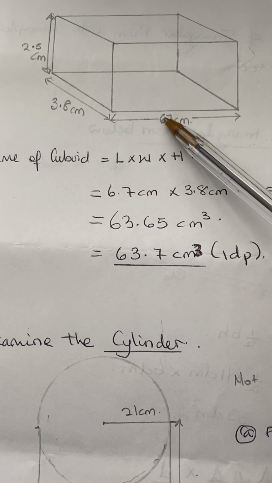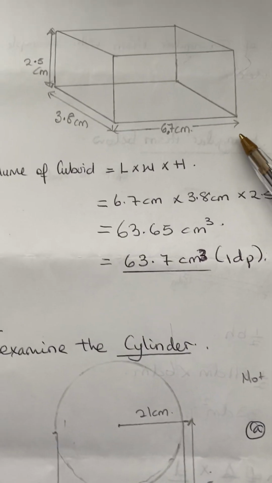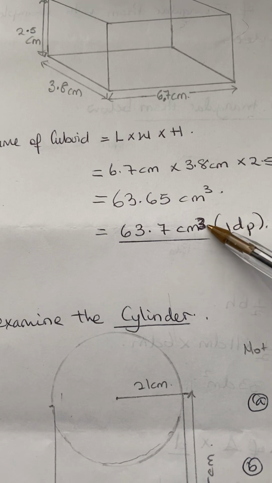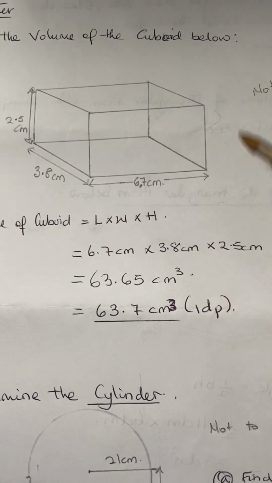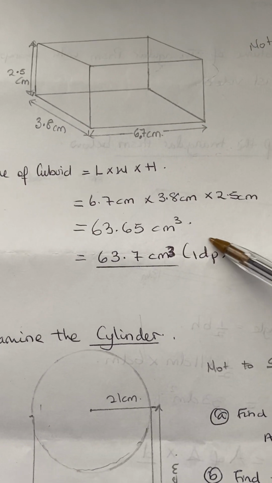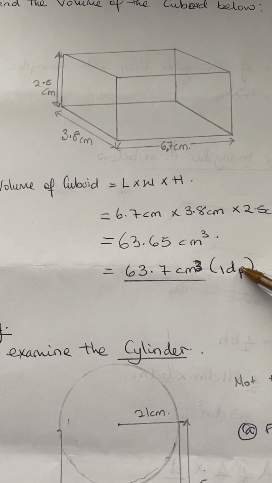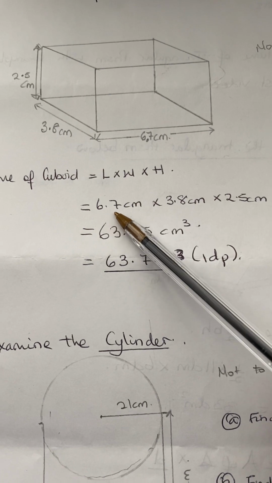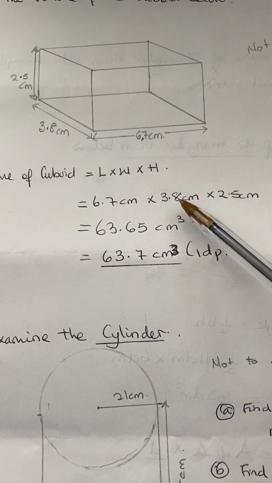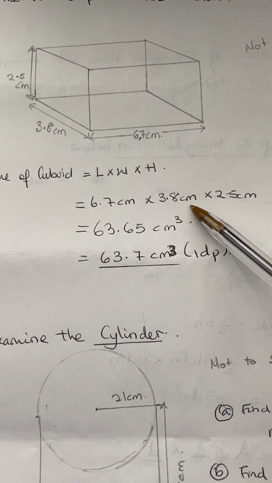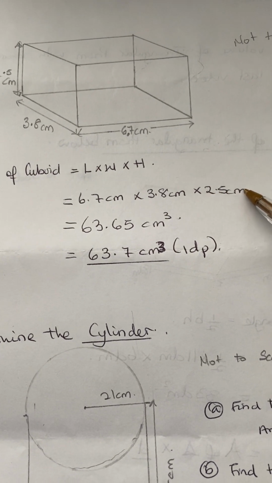Okay, the length here is 6.7 centimeters. All the units are in centimeters, so the volume answer should be in centimeter cube. They didn't say anything about the answer, so I left it in one decimal place. So the length is 6.7 centimeters times the width, which is 3.8 centimeters, times the height, which is 2.5 centimeters.